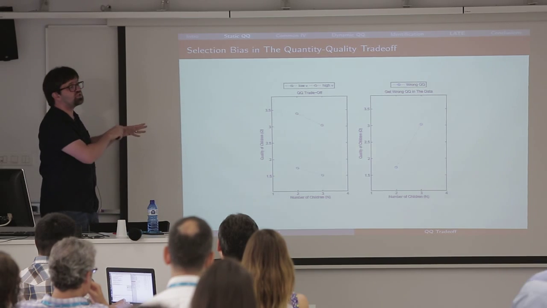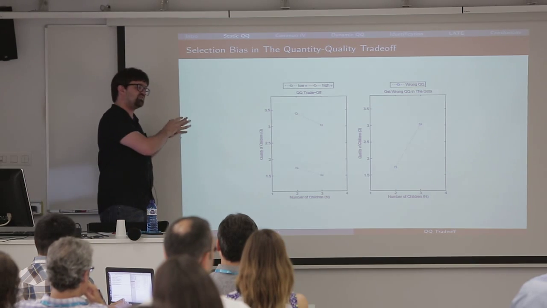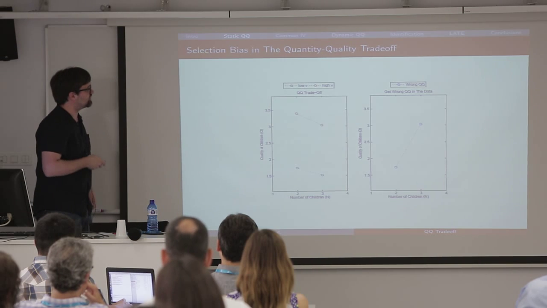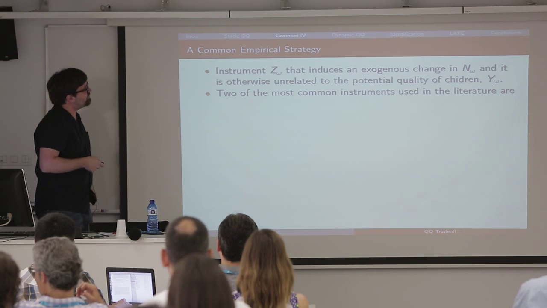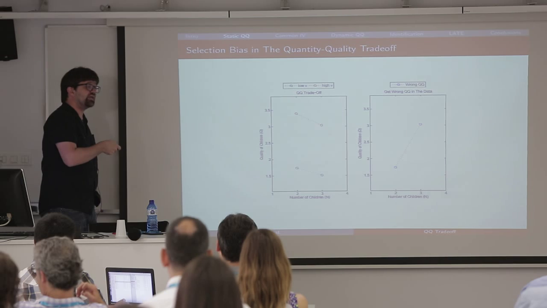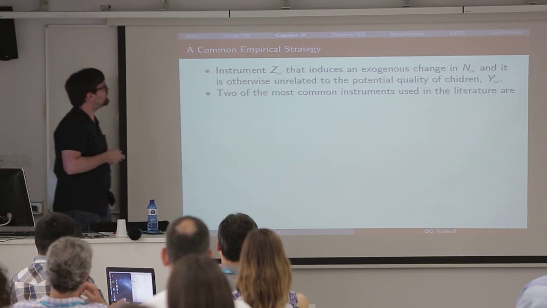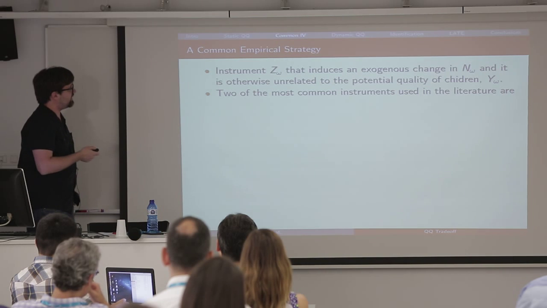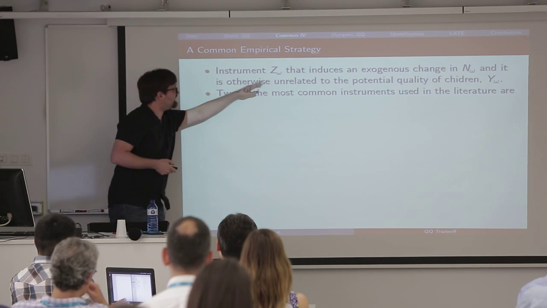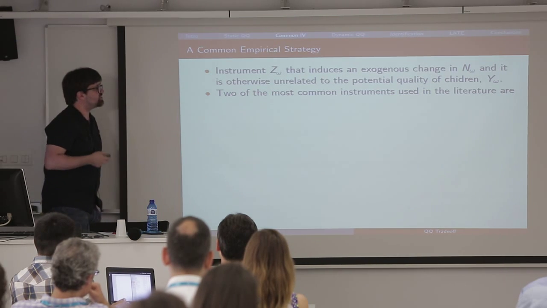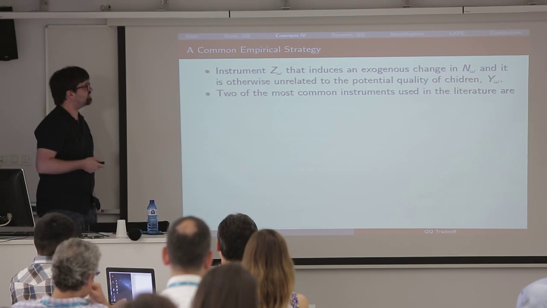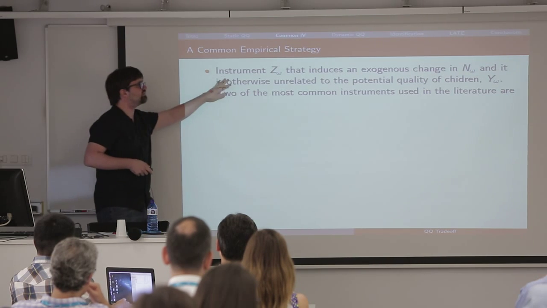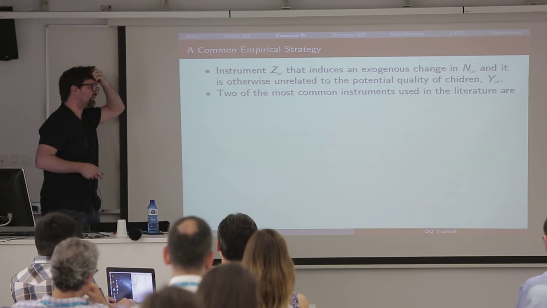Right, I just started to tell you what the basic static model is and how things change once we have the dynamics. So what do people do? Because they have this model in mind, actually. That's why I spent some time going through it. The common strategy is essentially to get an instrument Z that's going to produce an exogenous change in n, the size of the family, but is otherwise unrelated to the quality of the kid.